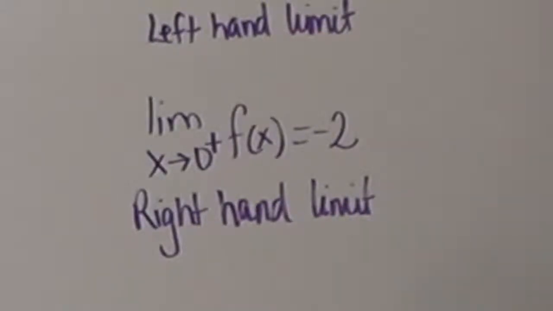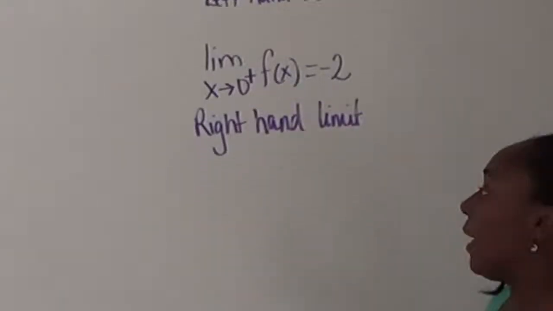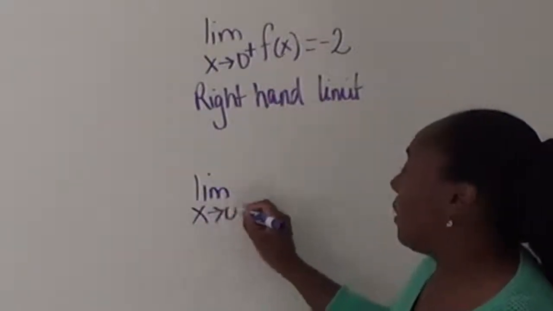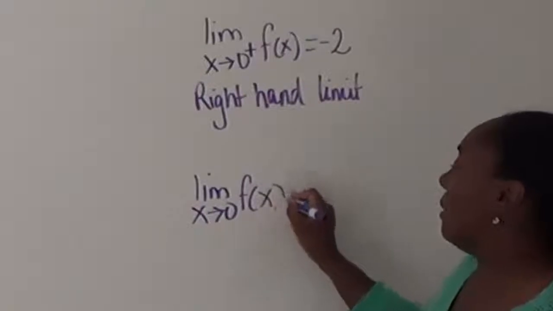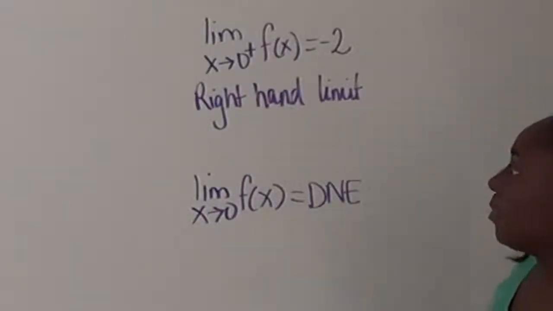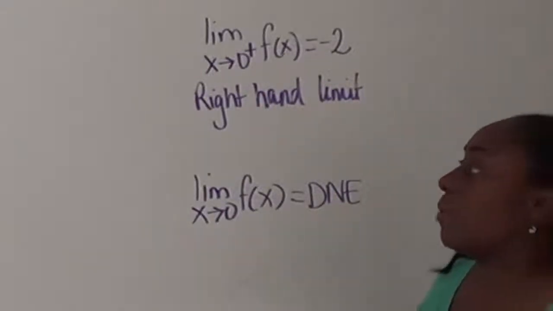And one of the things to notice is, obviously, if I come in from both sides and the values are different, or they're approaching different things, then the two-sided limit cannot exist. And so we actually say the limit as x goes to 0 of f of x does not exist. So D and E. And that's because, again, if I come in from the right and from the left, I'm getting two different values.